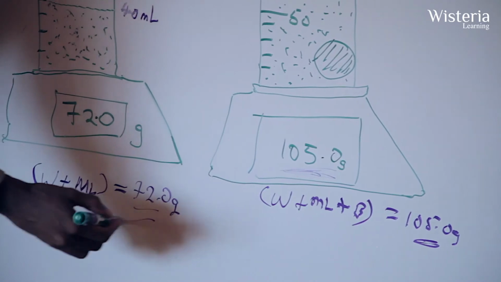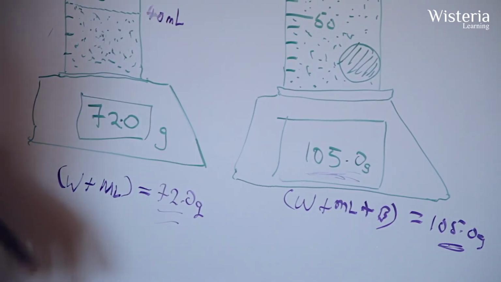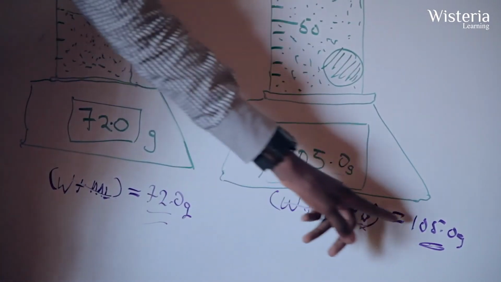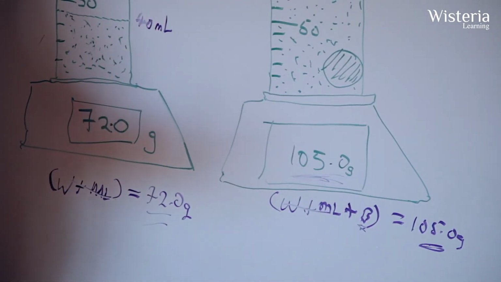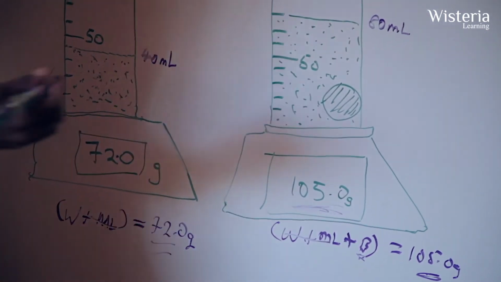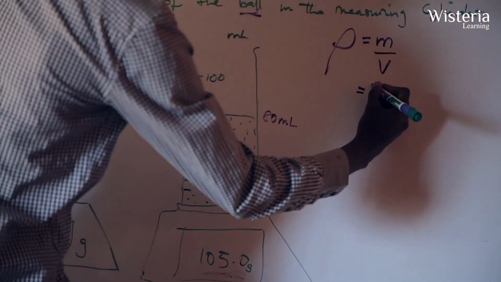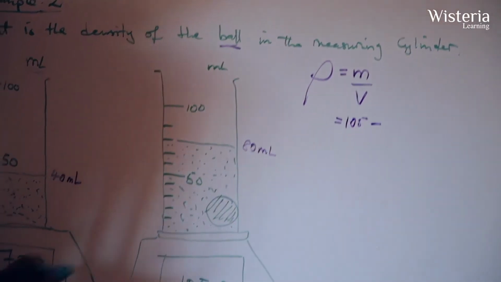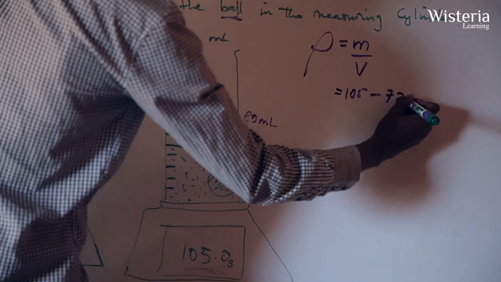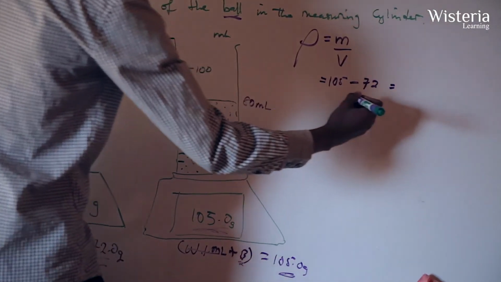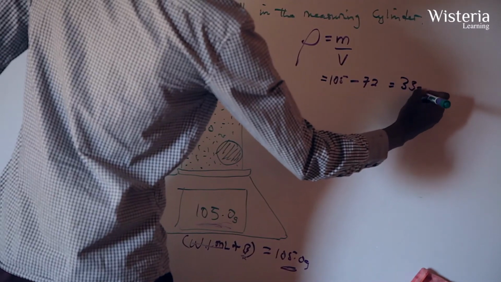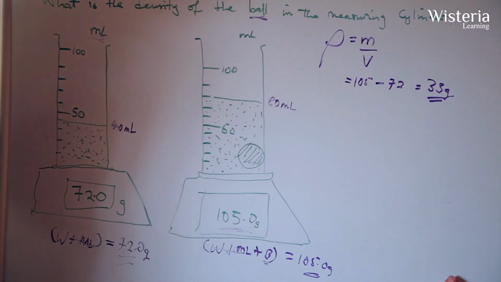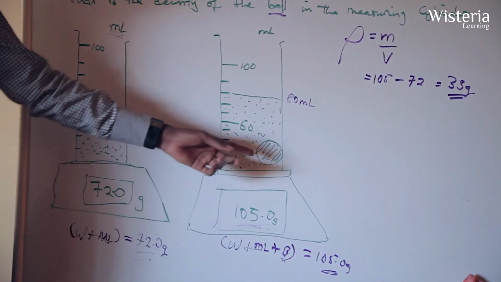So these are the two values. In order for us to get the mass of the ball, we simply subtract 72 from 105. We'll get the mass of the ball. So that will give us 105 minus 72, and this will give us 33 grams. Okay, so that's the mass of the ball in the measuring cylinder.